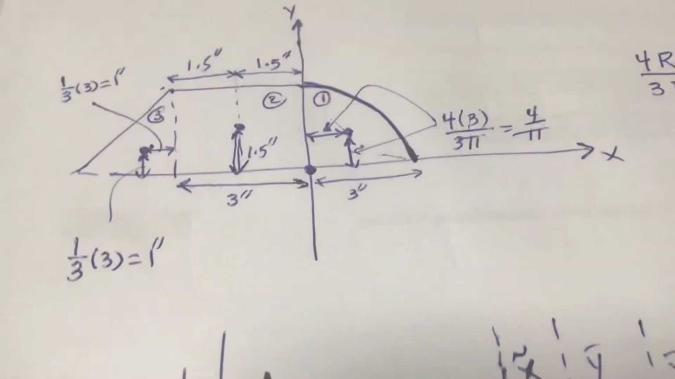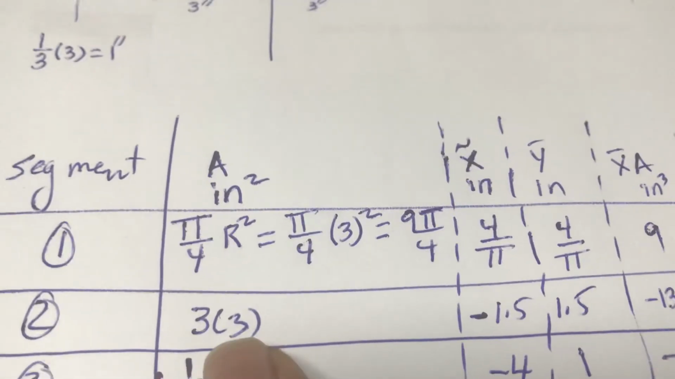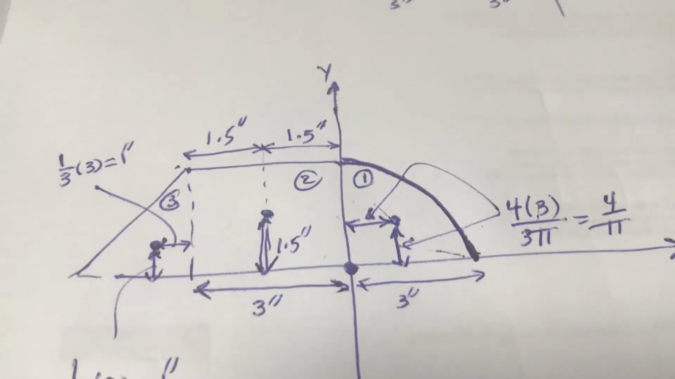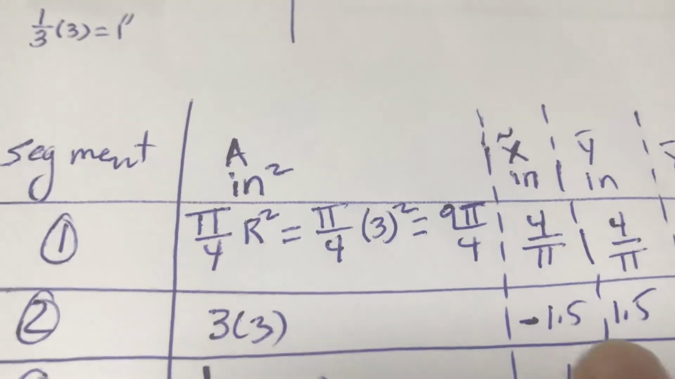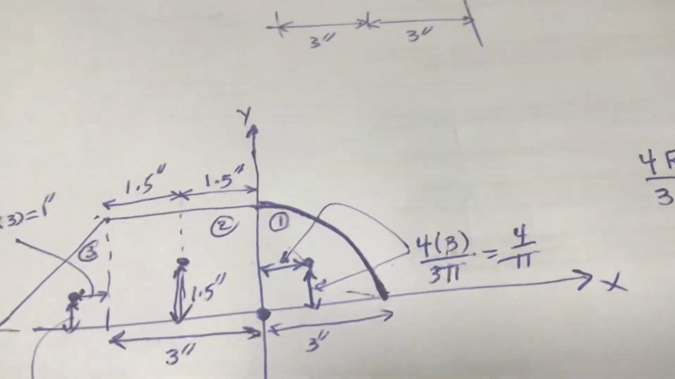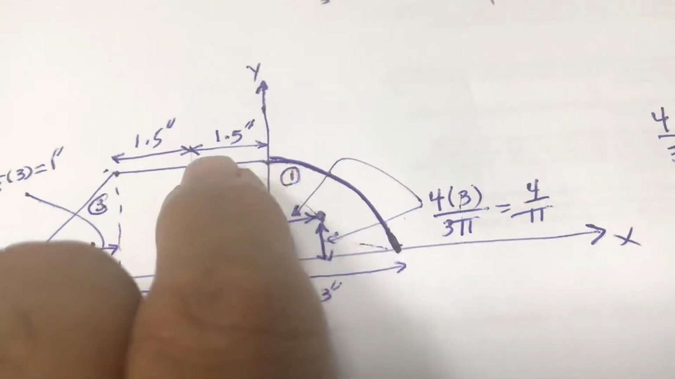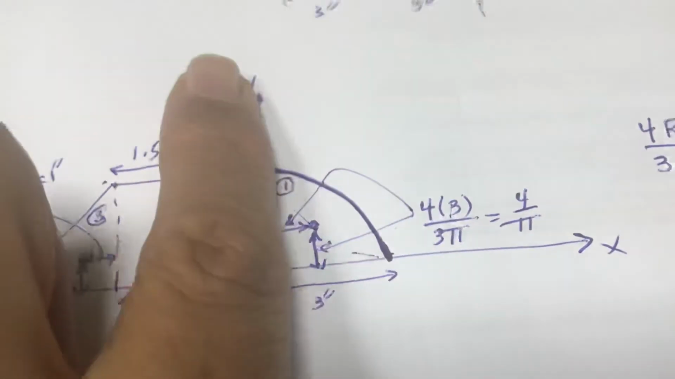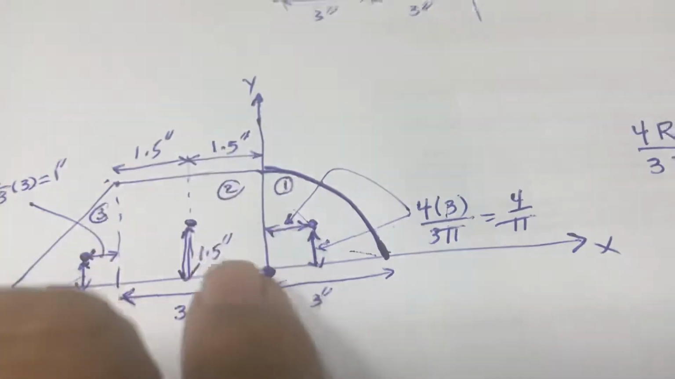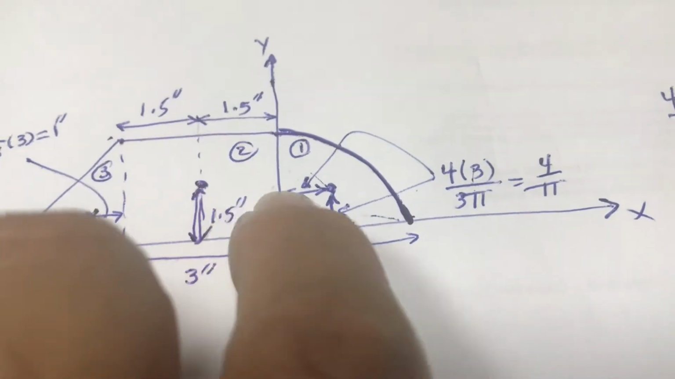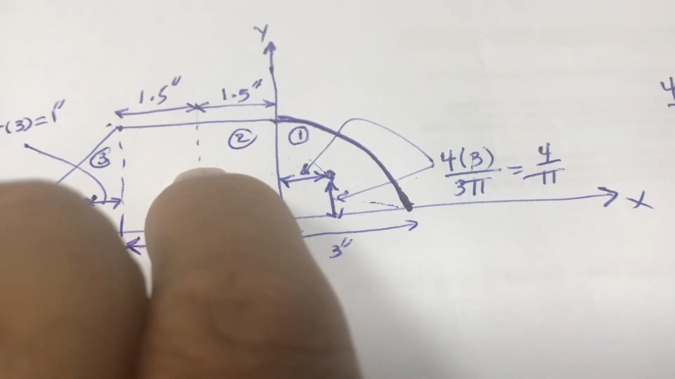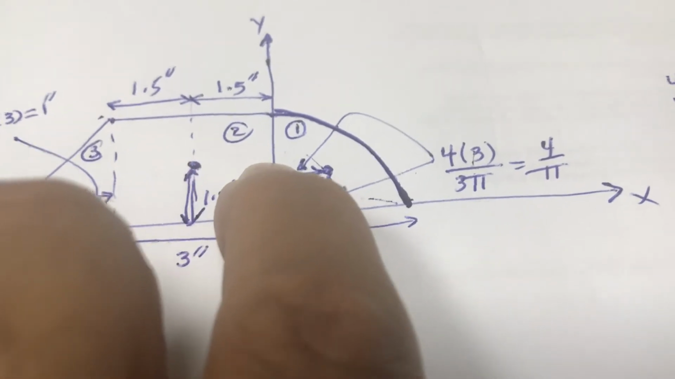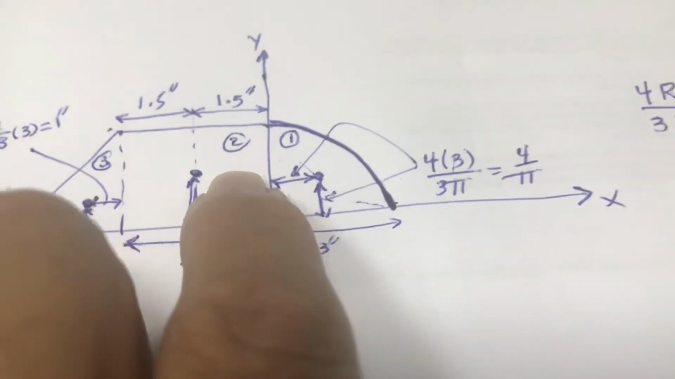Now let's go for segment 2. What is the area? The area is, as we said, a square. It's 3 times 3. Now let's find x bar. You can see that the x bar, which is the distance from the centroid to the y-axis, is in the negative x. The x bar is minus 1.5 because we are on the negative x-axis. So minus 1.5. How about the y bar?